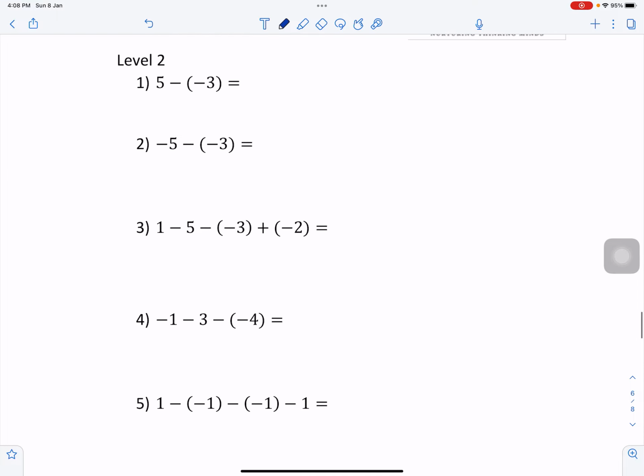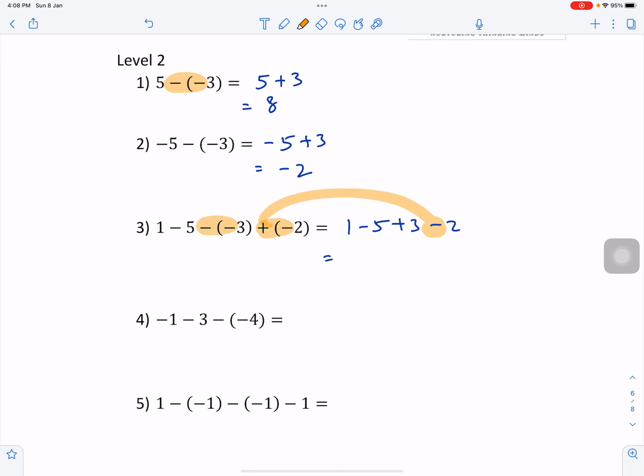Now always remember that when you see a plus, a minus and a minus, it will give me a plus. Again, pause the video if you have not done this yourself. Okay, so this, minus 5 plus 3 gives me minus 2. You realize that plus and minus will give me a minus. Minus and minus will give me a plus, right? It's like some of you say, minus is more powerful. Okay, right? So 1 minus 5 is minus 4, plus 3 minus 2... minus 3. Okay, all right.